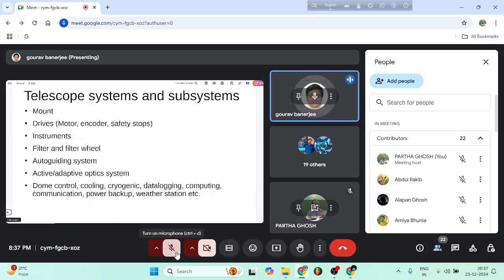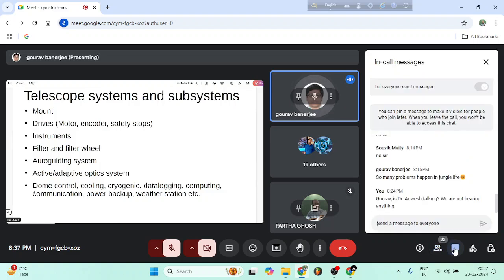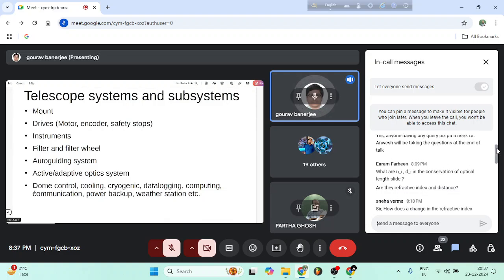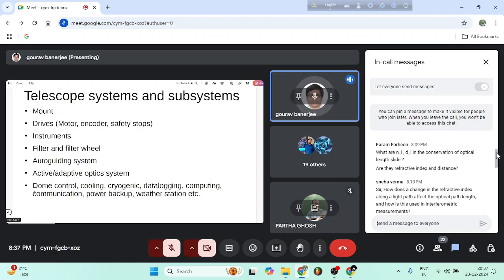Then we'll talk about drives, how to move the telescope from one point to the next, and do tracking so that you match the rotation of the Earth. And then we'll talk a little bit about instruments, different types of instruments that we can use, filters, filter wheels, then auto-guiding systems, maybe a little bit on adaptive optics systems. I'm not quite sure if I want to go deeper into that, but what I want to impress on you is that the telescope has to have multiple subsystems.